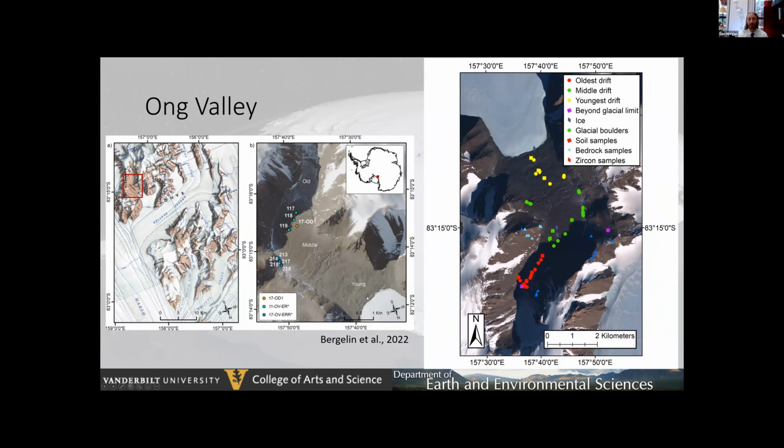Here you can see a satellite image. We've mapped 3 really distinct till units. We just simply call them the young, there's a middle, there's an old unit. And then we collected a lot of different samples of them. So this map on the right is flipped from what you see on the left. But you'll see that we've collected rocks from the drifts. We've collected bedrock samples, soil samples. Some of them are just for zircon and other things. They're all labeled on there.